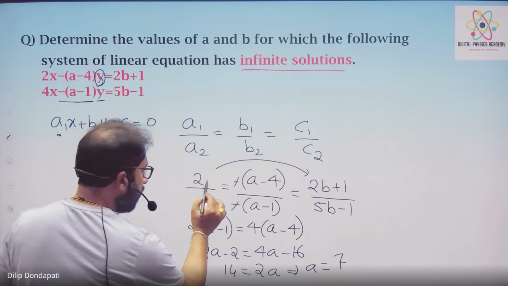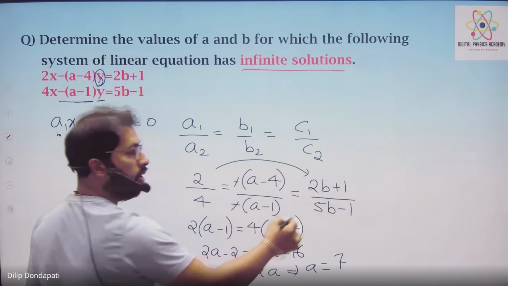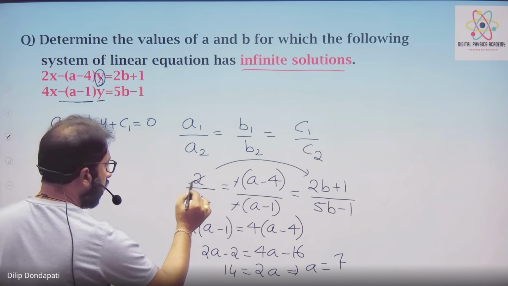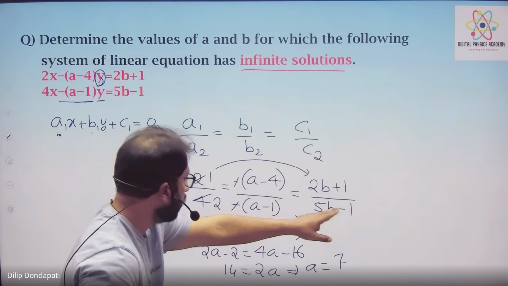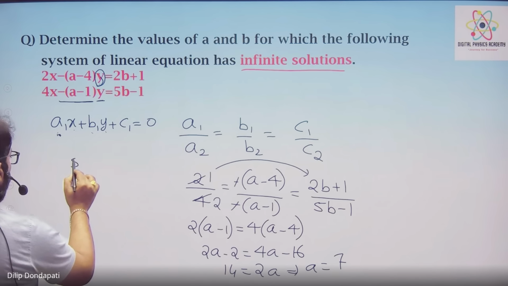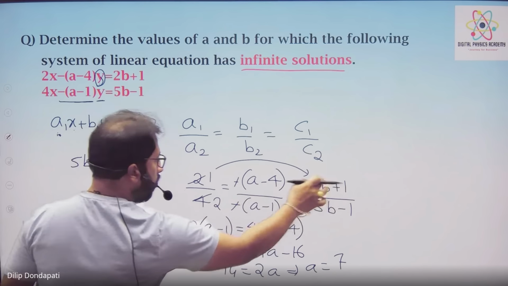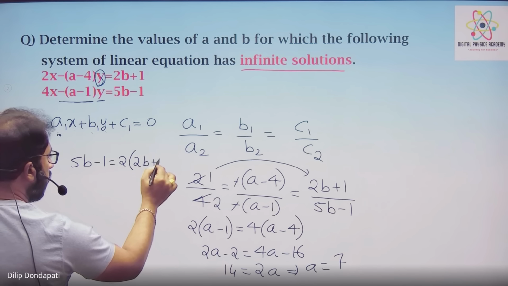So sir, we are first cross multiplying with a minus 4, then 2b plus 1. Yes. So 2 times of 5b minus 1 is equal to 4 times of 2b plus 1. Or you should simplify also. 1 by 2 it is easy, right? Now multiply 5b minus 1 into 1 is 5b minus 1 is equal to 2 times of 2b plus 1.